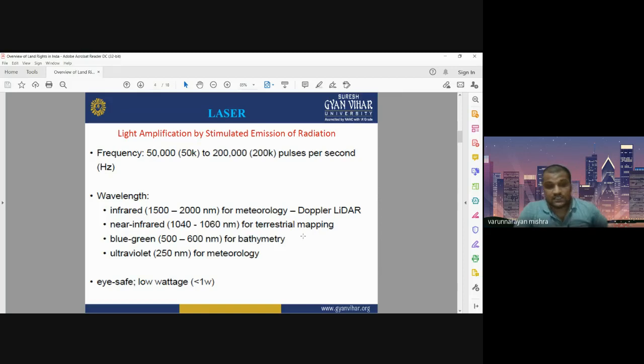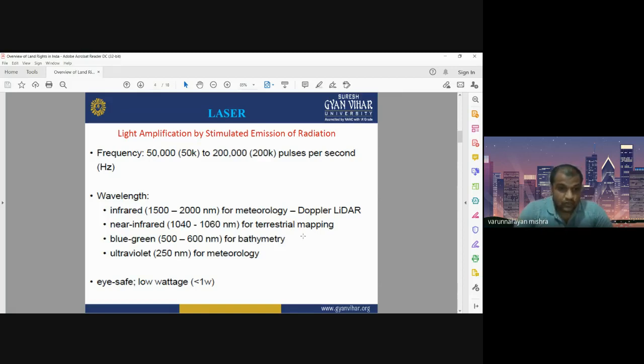Yesterday we discussed that depending on the amount of energy received by the sensor, or depending on the amount of energy absorbed by the atmospheric particles, you may have information about the concentration of a particular gas or the concentration of a particular pollutant in the atmosphere.